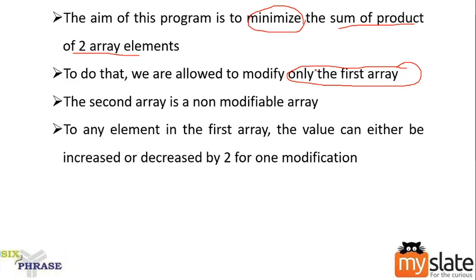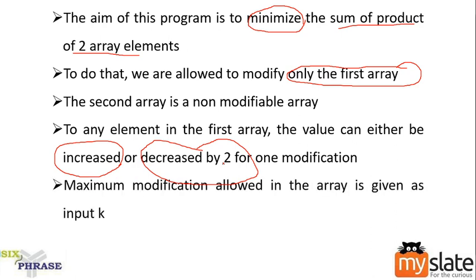And how many changes can we do? When you change an element, you can either increase it by 2 or you can decrease it by 2. That is what a modification means. One modification means either increase by 2 or decrease by 2. In which array? Only in the first array, no changes in the second array. Okay. Next step. Maximum modification allowed in the array is given as the input k. You can't just do infinite number of changes. Maximum you can do k number of changes. What is this k? K is given as input.